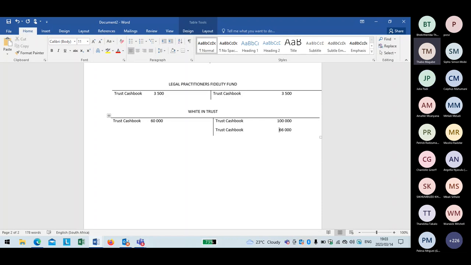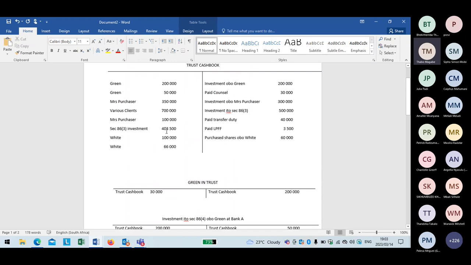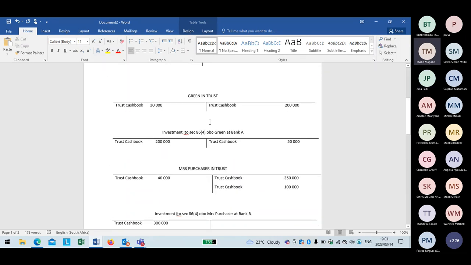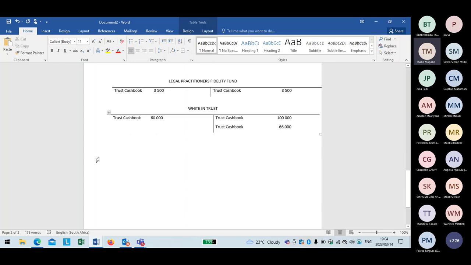Do you know what you do here? You simply go to your client's accounts in trust and check the balances there. For example, in green, what do you have there under green? It's 200,000 minus 30,000. Your list of trust creditors, it's not a difficult thing. You can simply say list of trust creditors. And you say one, green. Does green have 170? Then you go to the second one.